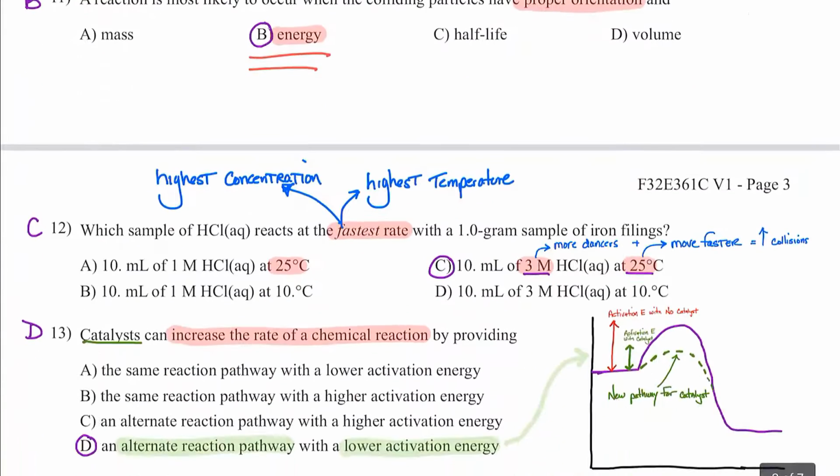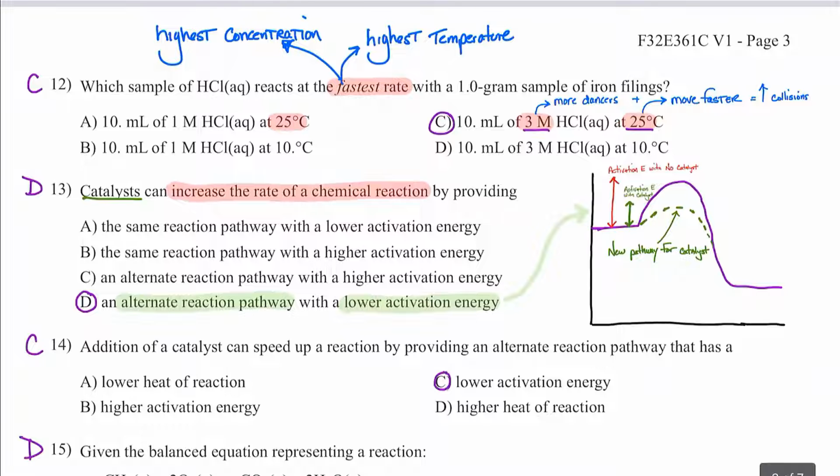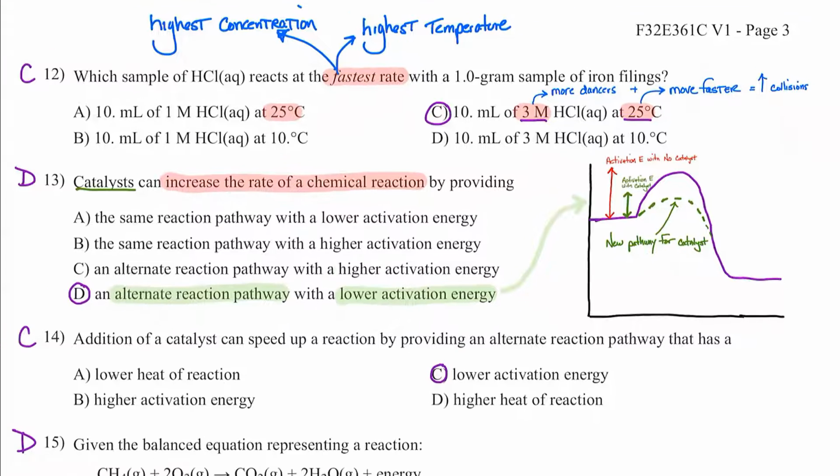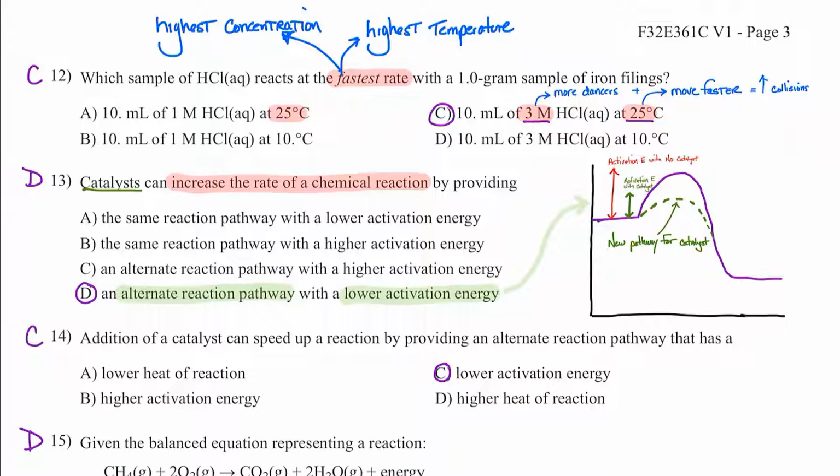Okay, number 12. This is going over rates of reaction. And we know that reactions go faster if you increase the number of collisions. So which sample of hydrochloric acid reacts at the fastest rate with a 1 gram sample of iron? So we're not changing iron, we're keeping iron constant. So we can look right away and say, well, higher temperature, because temperature is proportionate to the average kinetic energy. Kinetic is motion. If you move faster at a higher temperature, and we know that's what happens, you're going to collide more often. So higher temperature is what sticks out first.